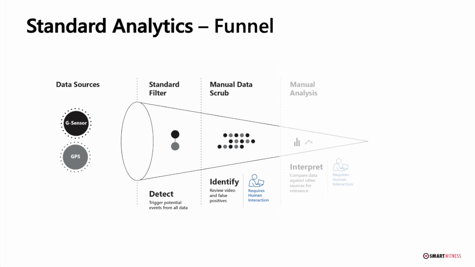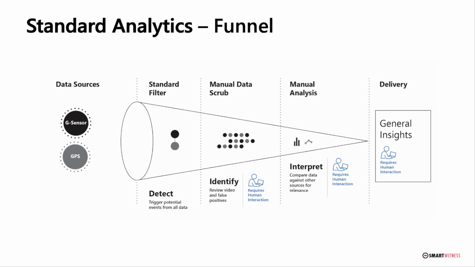After the events have been scrubbed, the fleet manager must then compare their data against other sources to determine relevancy. Included in this comparison are time cards, traffic information, GPS systems, among others. And finally, once all of this human review has been done, organisations have general insights into fleet performance. From there, action can be taken to improve driver performance and overall business operations.